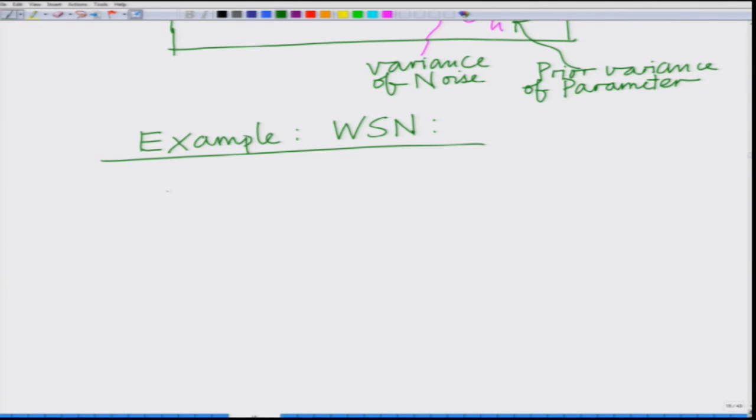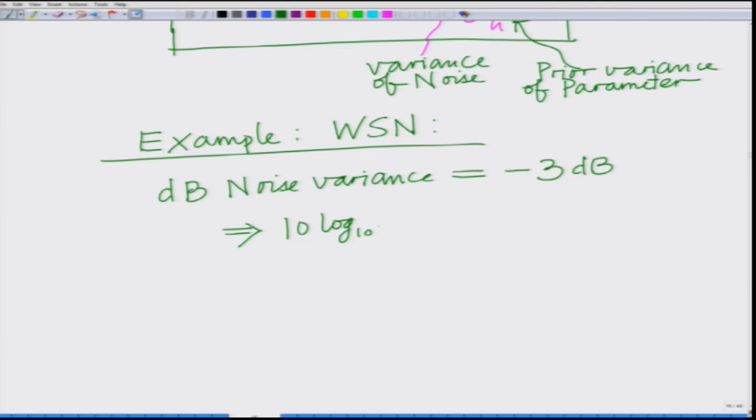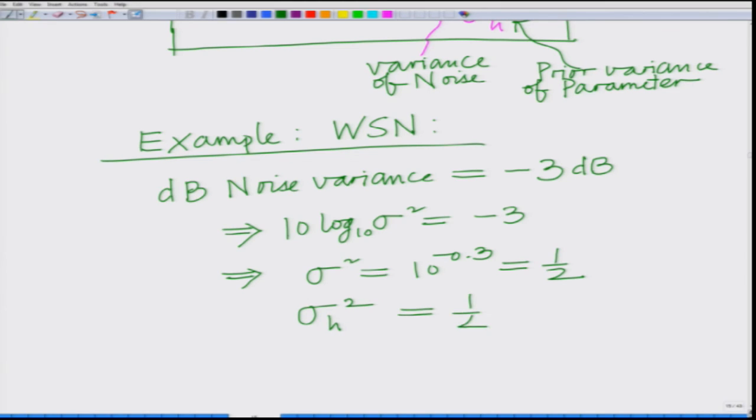Remember, we had the dB noise variance equals minus 3 dB, right, implies log 10 sigma square equals minus 3 implies sigma square equals 10 to the power of minus 0.3, that is equal to half. We also have the prior variance sigma h square equal to 1 by 4, this is the prior variance.